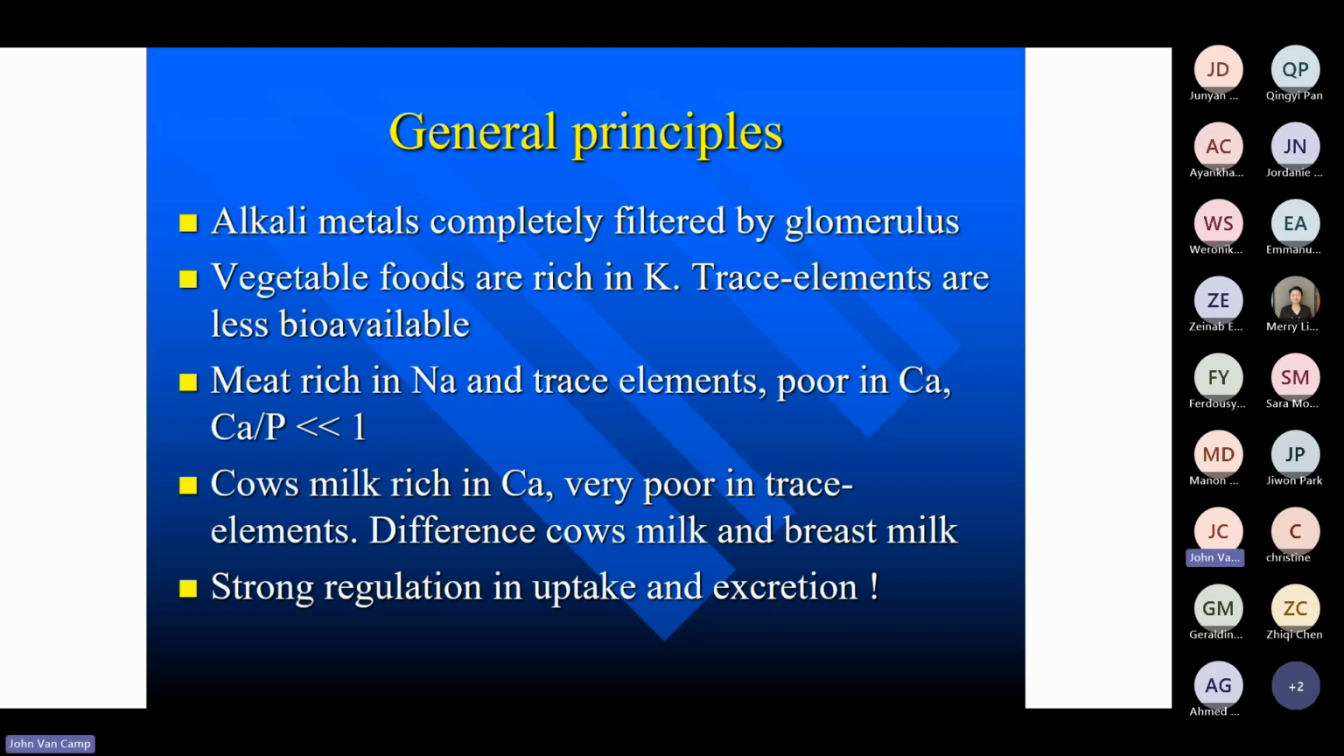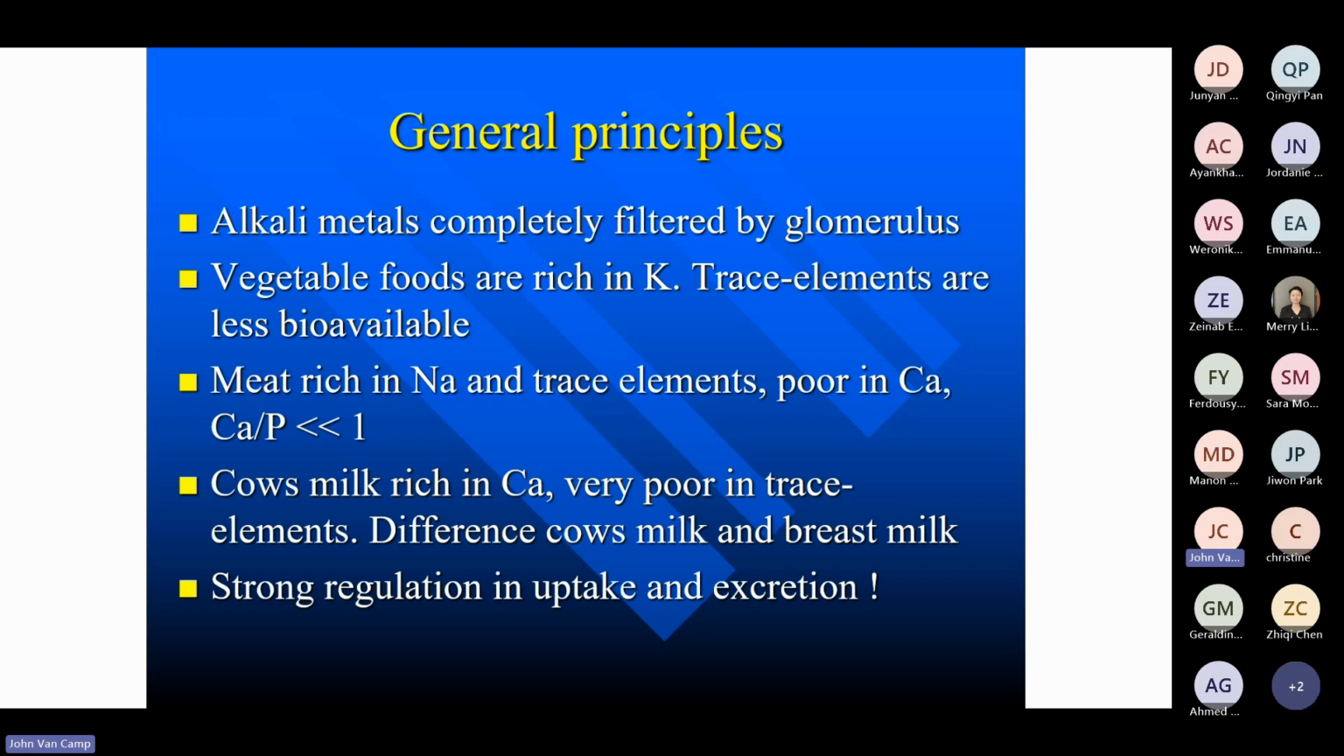And potassium is mainly found in vegetable foods. And potatoes, for example, is a very rich source of potassium. And in some cases, it's one of the richest sources that we have, especially in the westernized diets. Trace elements are, generally speaking, not so well available. So if you go for vegetable foods, you have a low bioavailability of trace elements, but you do have a quite higher intake of potassium, which is beneficial.